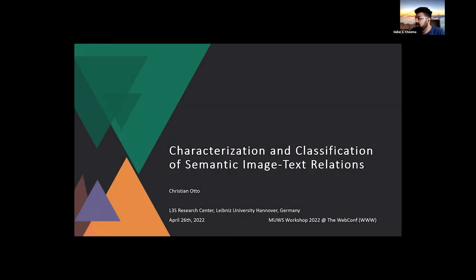Welcome to the second session of our workshop. So for our second invited talk, I'm going to invite Christian Otto, who is my colleague and a doctoral researcher here at TIB Visual Analytics. And his research topic is examining cross-modal interrelations between visual and textual information. And today the topic of his talk is characterization and classification of semantic image and text relations. So I'll invite Christian, and the floor is all yours. You can start.